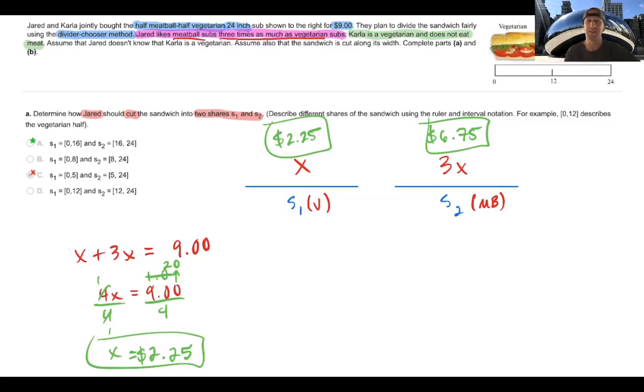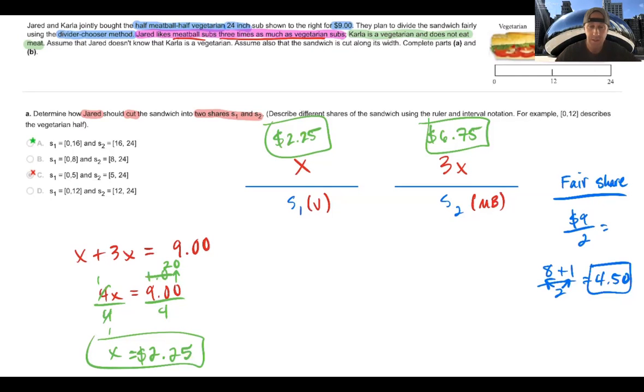So if he was smart and he wanted to get a little bit more, he could even cut part of the vegetarian. And that's why we make those rules. Because otherwise he can have an unfair advantage knowing that she doesn't want any part of the meatball. So if he was to cut a little bit more of the vegetarian, he could actually get more sandwich for himself.